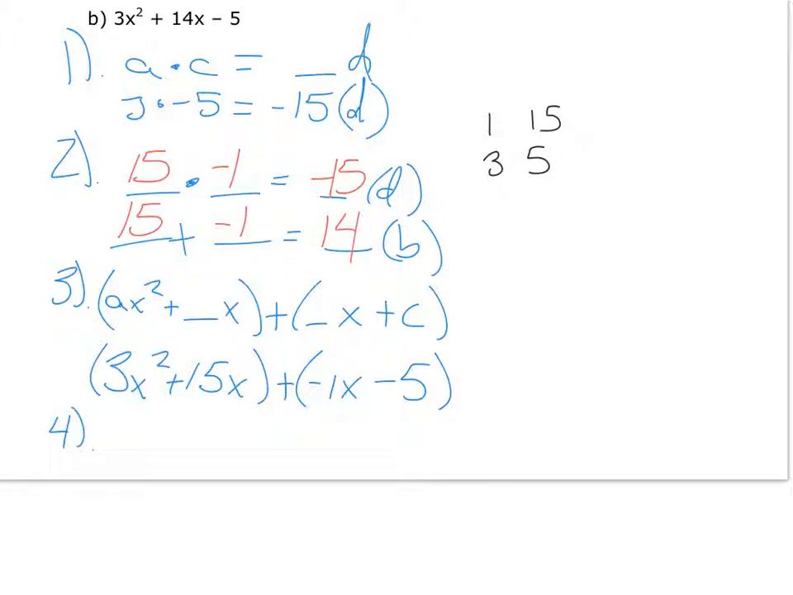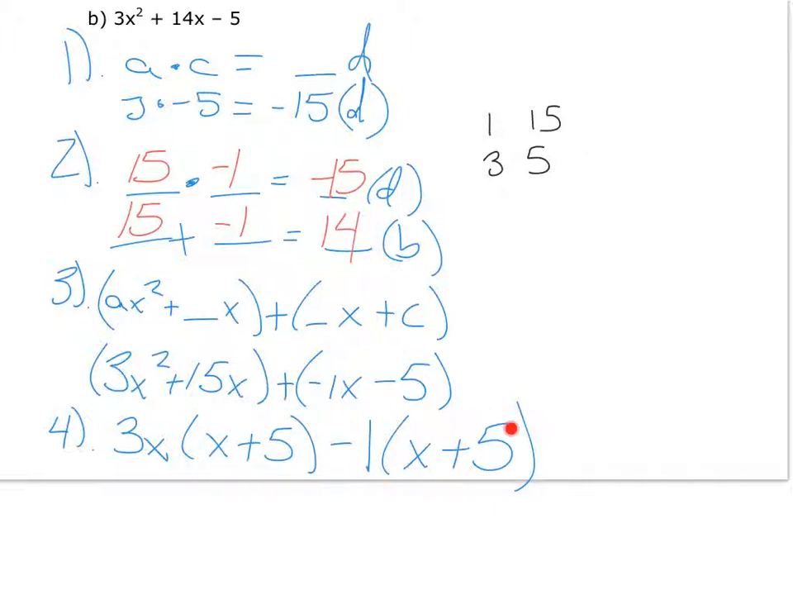So if I look at 3x squared and 15x, my greatest common factor is 3x. What I have left is x plus 5. If I look at the next set of parentheses, again, I have a negative sign in there that I don't want in here. So what I'm going to do is factor out something, and what I'm going to factor out is -1, and then all I'm left with is x plus 5. Again, I want those two things to look exactly the same.